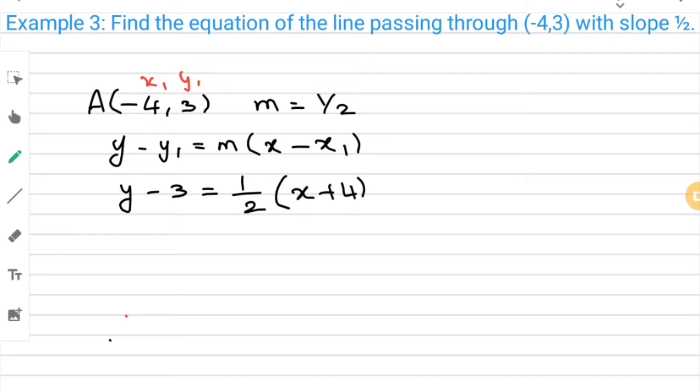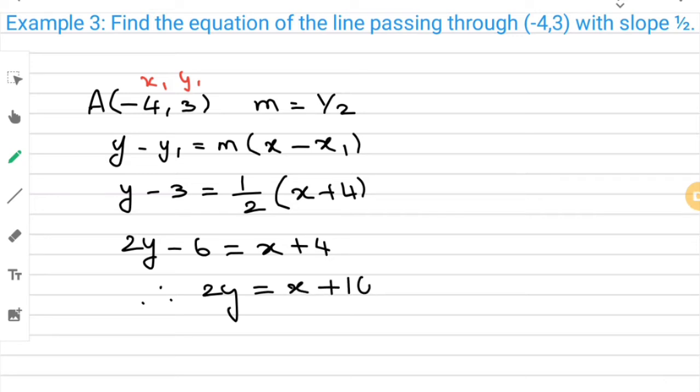Okay. Now I am going to cross multiply this 2 to this side. What will happen? 2y minus 6 is equal to x plus 4. Finally, your equation is 2y is equal to x plus 10. This one is the equation of the line passing through minus 4 comma 3 with the slope 1 by 2.